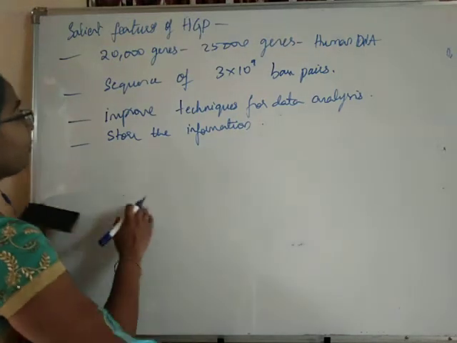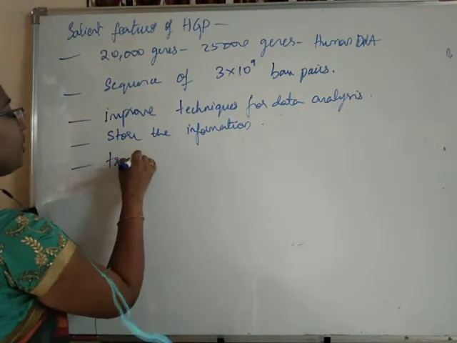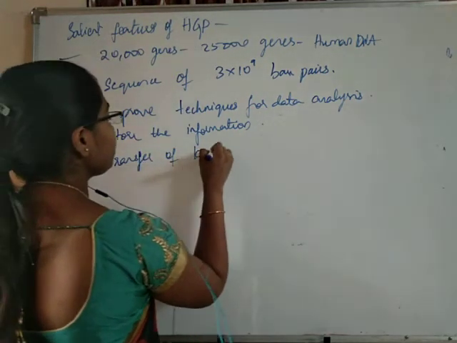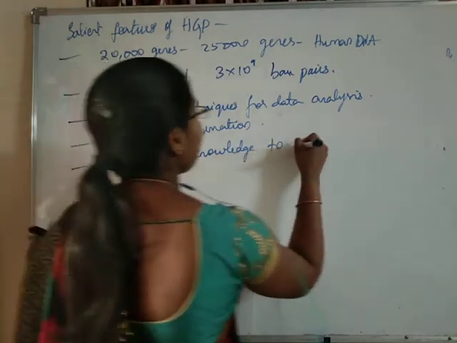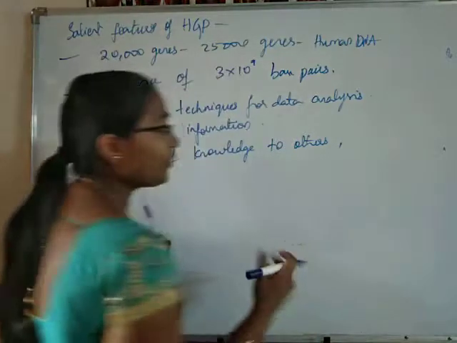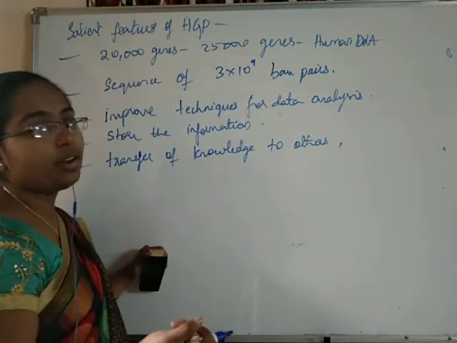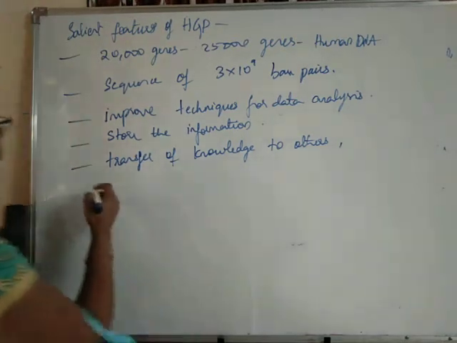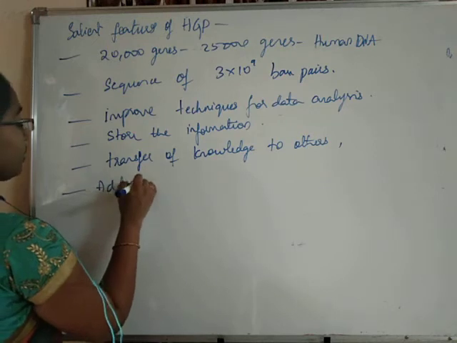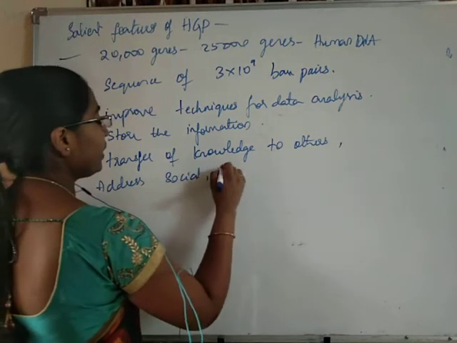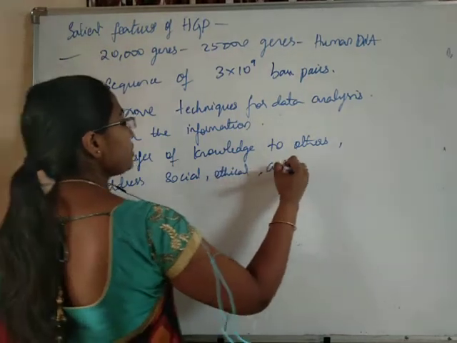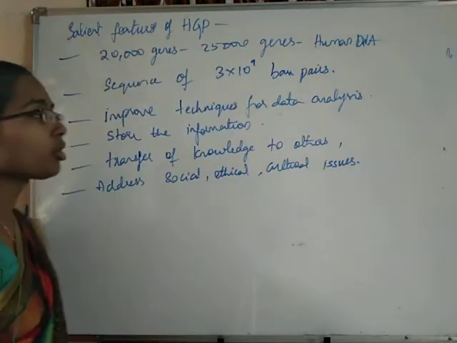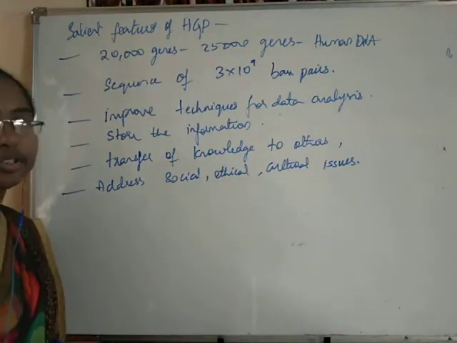And then students, transfer of this knowledge to other branches, to others, wherever it is required, the knowledge about it has to be transferred. So transfer of knowledge to others, these are some of the goals of the Human Genome Project. Finally, to address all the social, ethical and cultural issues related to the Human Genome Project. So these are all the salient features of the Human Genome Project, students.